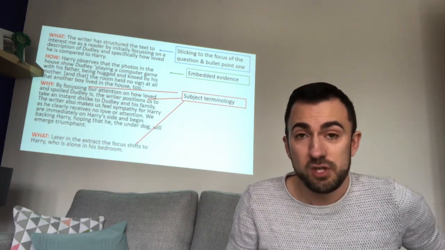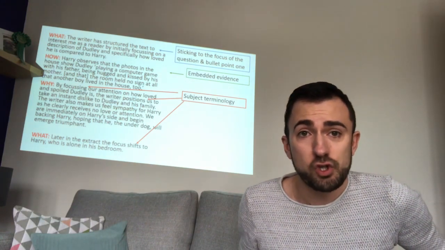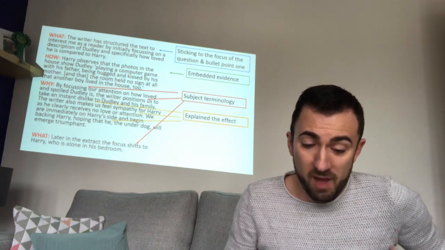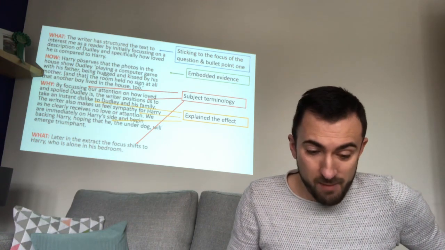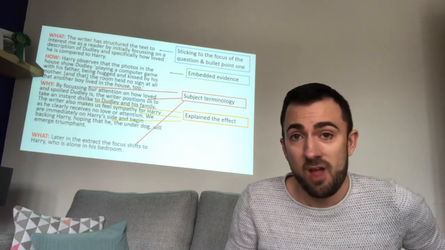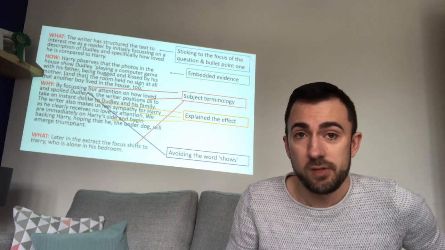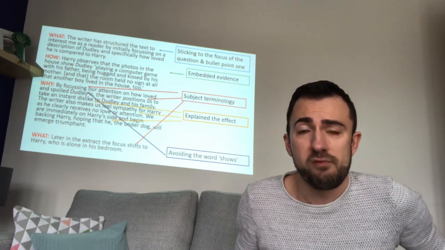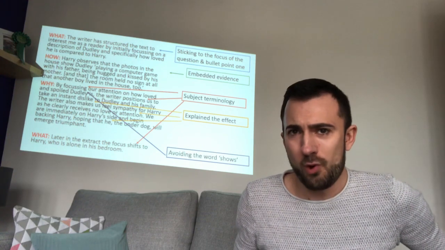Notice again how I've used some subject terminology like focuses and shifts and positions. Those are good structural words to use. I've explained the effect because I've talked about how it makes me feel sorry for him. I've talked about how it makes us feel like we're on his side and that we take a dislike to Dudley and the aunt and uncle. And I've also avoided the word shows so that we can sound a little bit more professional and a little bit less grade 4 and a lot more grade 5.